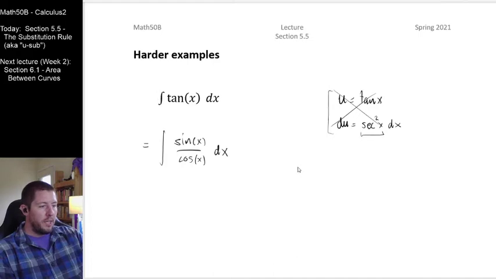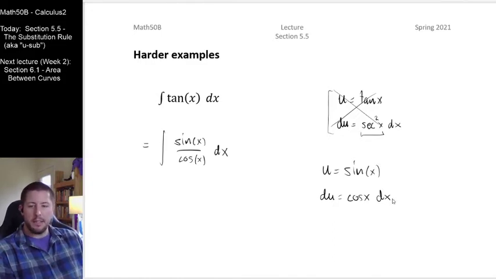Maybe what we want to do is let u be sine of x. In that case, for du, the derivative of sine is cosine of x, and I'll get my differential dx tacked onto the end right there. Is this going to be an appropriate u sub to do? The answer here is no. And it's sneaky that it's no.